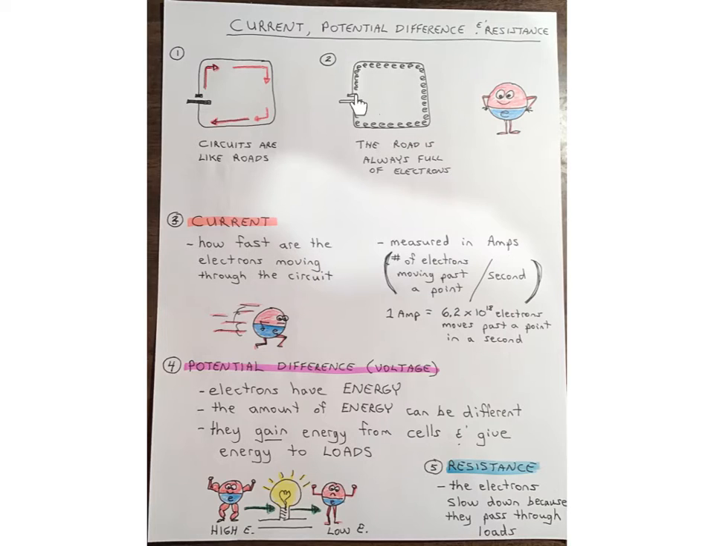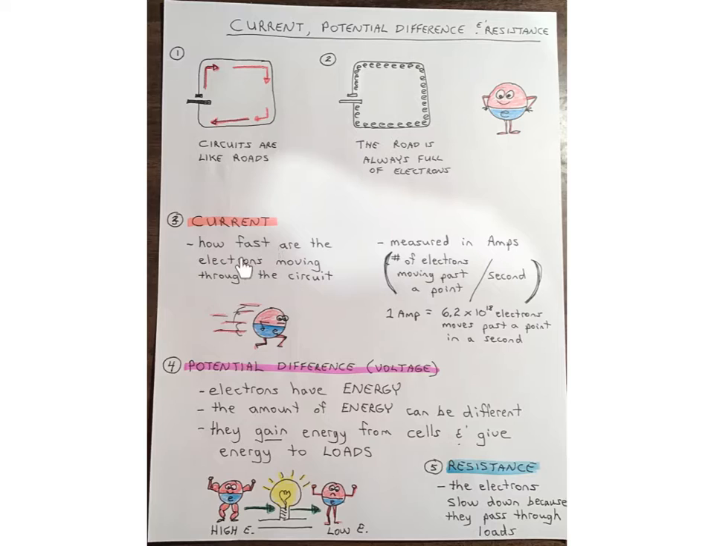And you also have to remember that the entire road is jam-packed full of electrons. So when one starts moving, they all start moving. The speed of the one coming out of the cell dictates the speed of all the other electrons. There's no passing of other electrons.